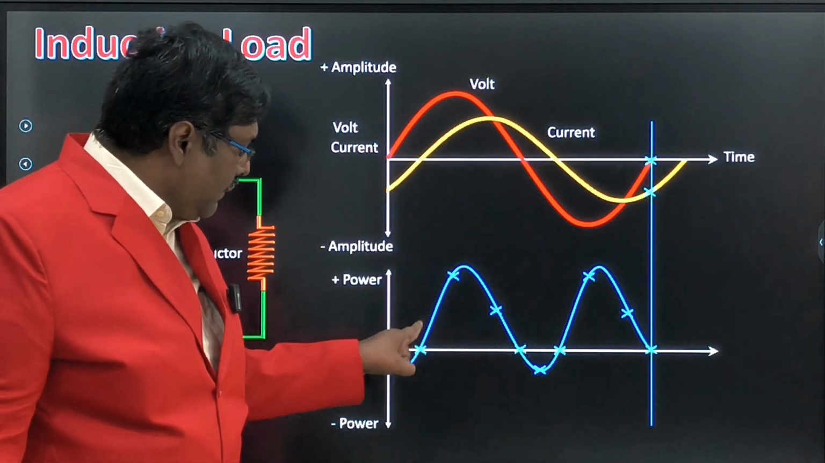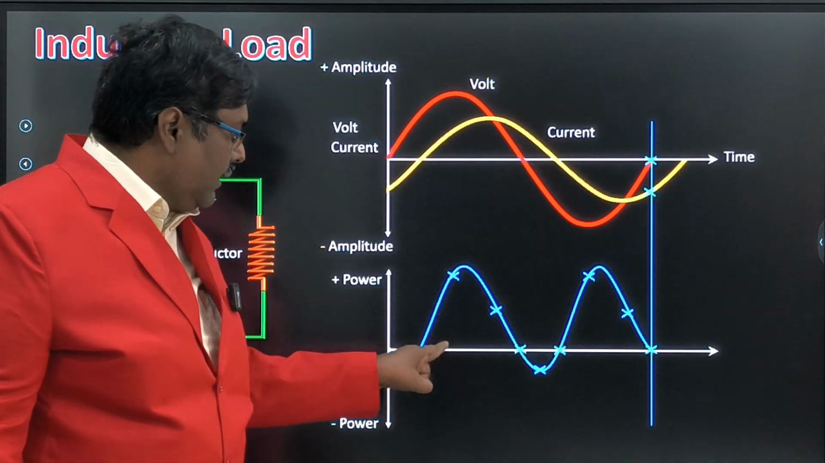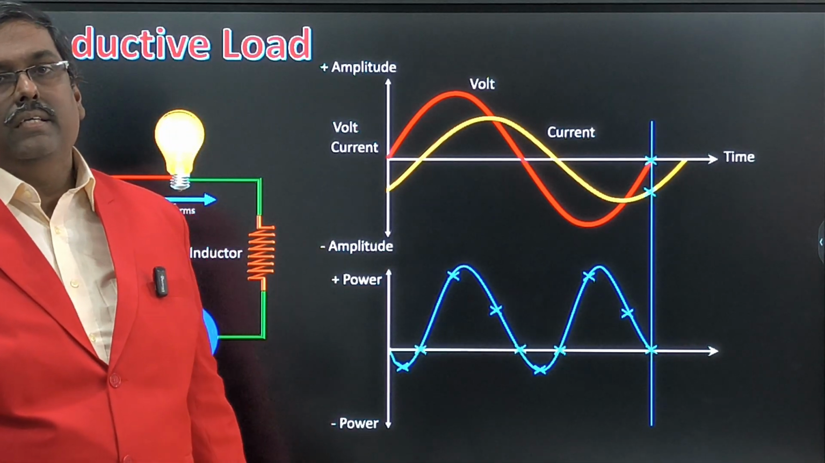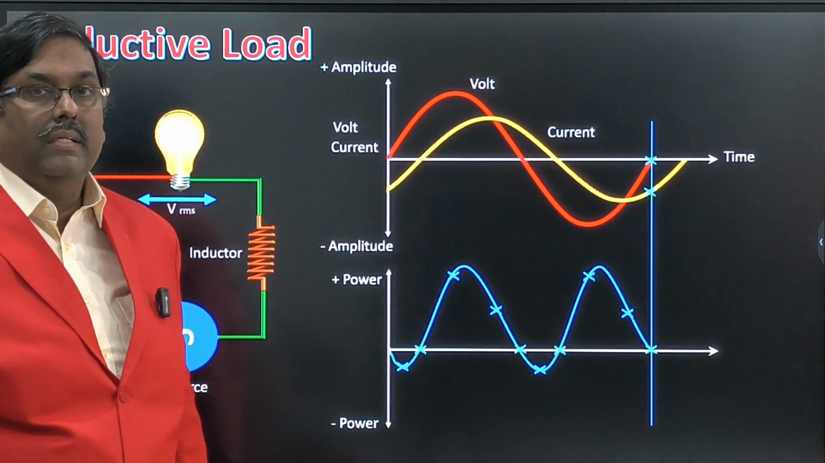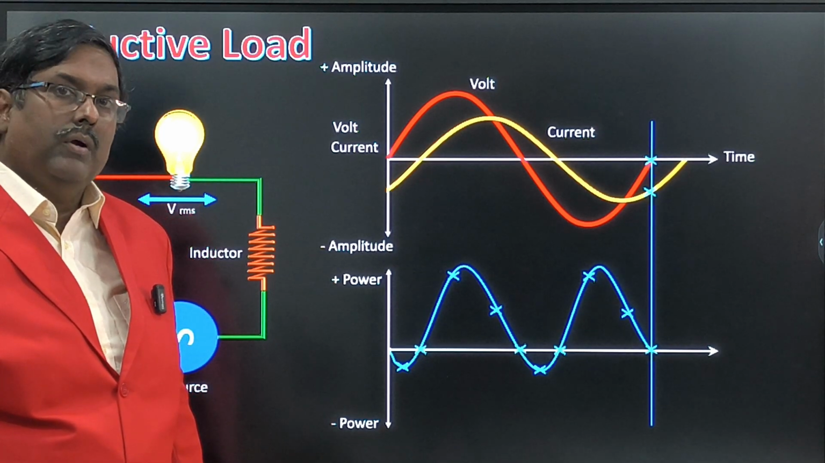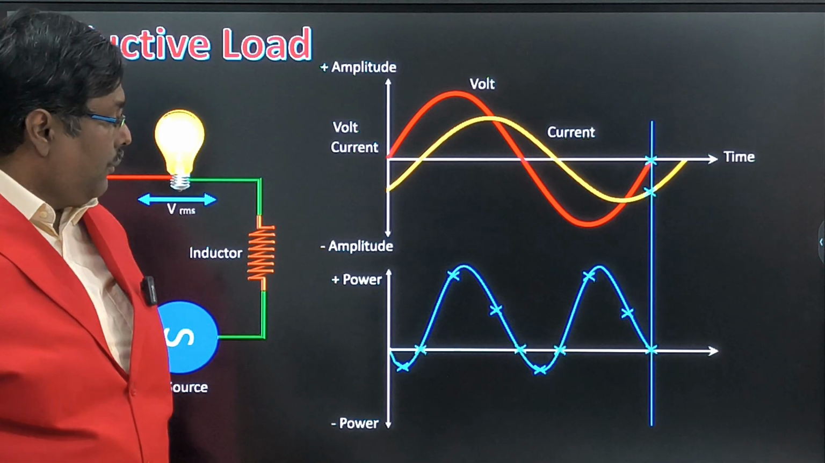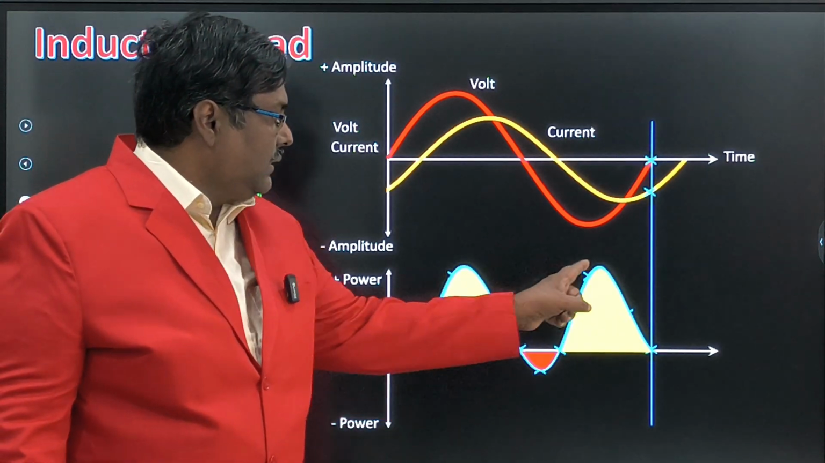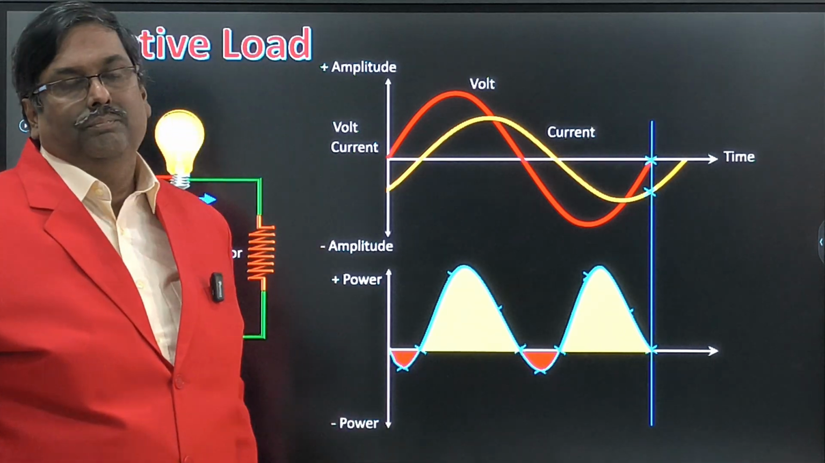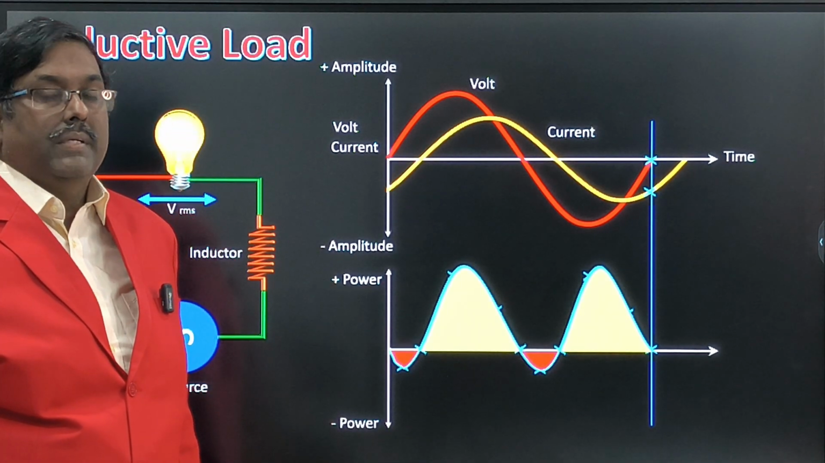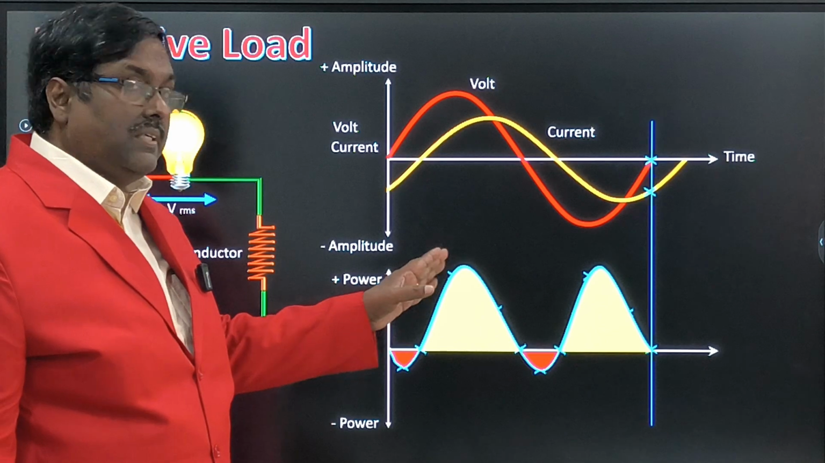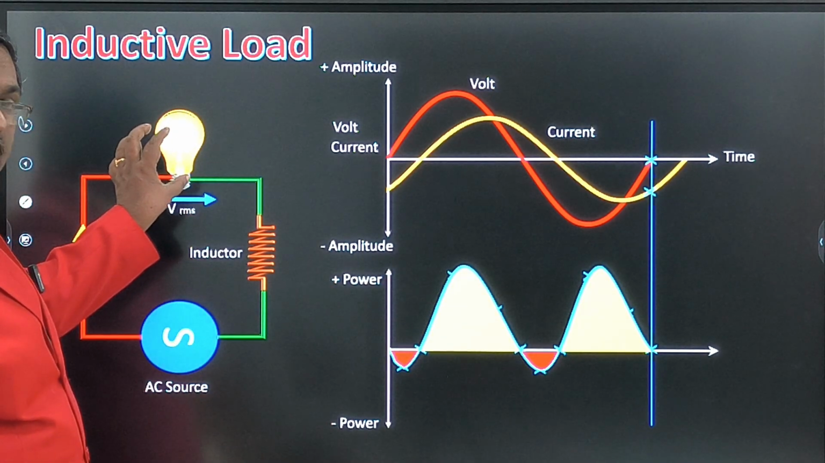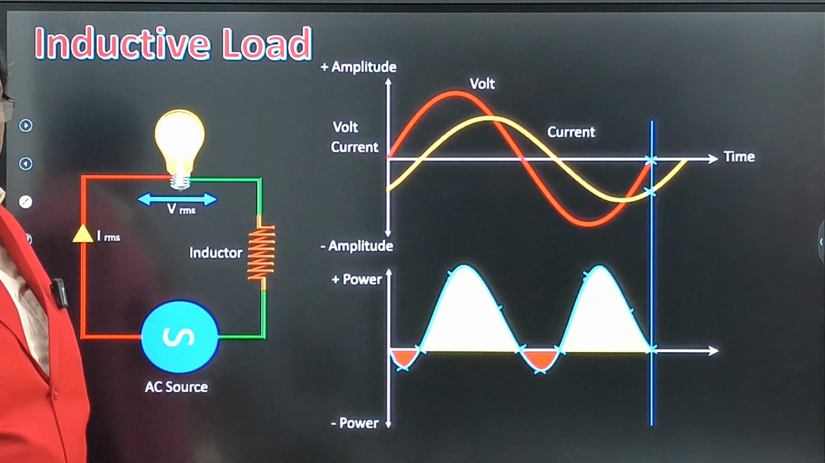So the area inside this power curve, above the datum line or below the datum line, that area is called total power. So you have to calculate the area and then you can add it. But now the problem is that you see what is happening. Some of the area is on the positive side, some of the area on the negative side. That means what is it representing? Positive side means the source is supplying the power to the bulb and inductor, right?